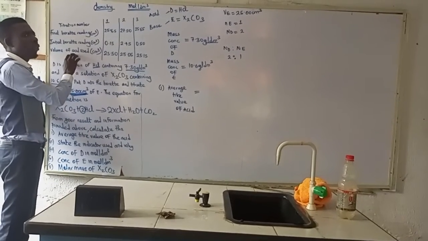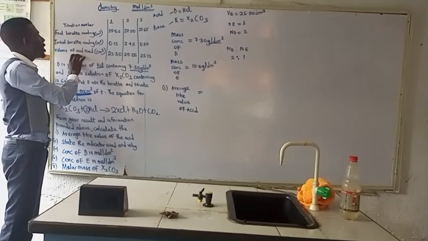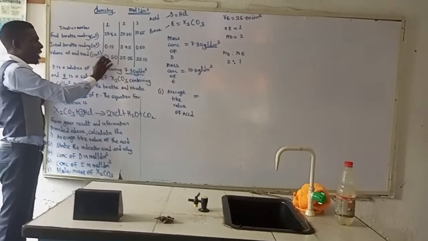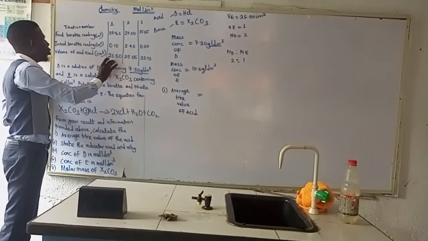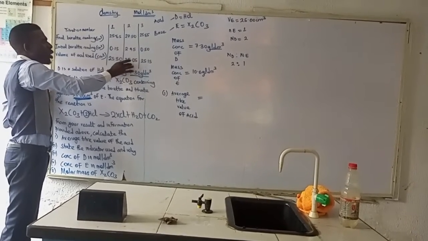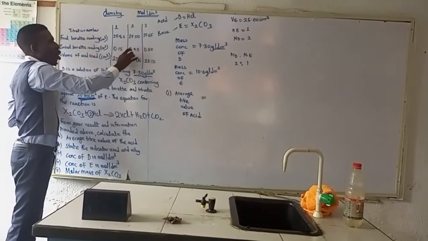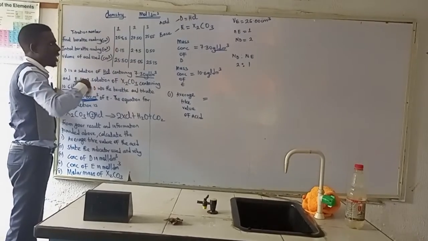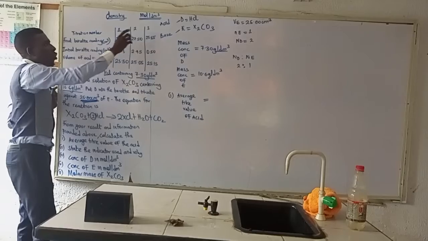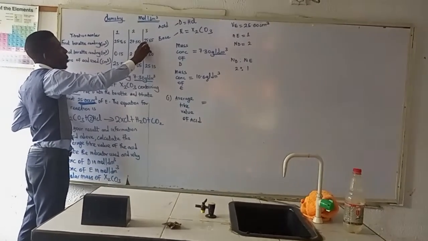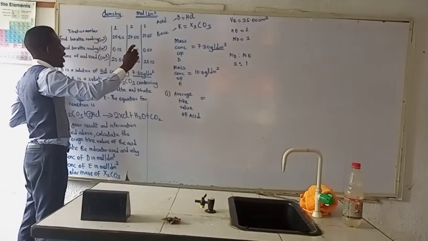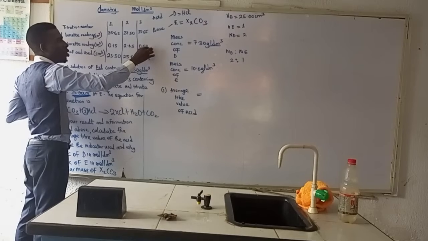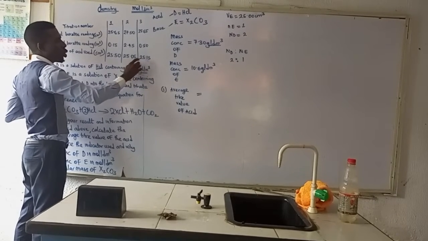Now, for you to get the volume of acid used, the volume of acid used is your final burette reading minus the initial burette reading. That's how I arrive at 25.50. The volume of acid in this particular question again is 27.50 minus 2.45. That's how I arrived at 25.05. For the third one, the final burette reading is 25.65, while the initial burette reading is 0.50.